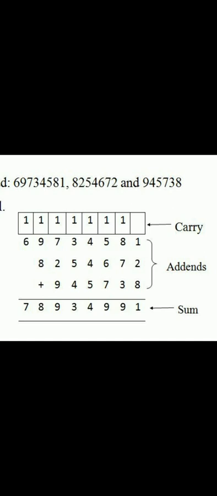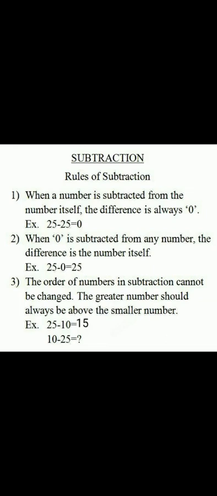the result is called the sum. Now, next is subtraction, in which there are some rules. The first one: when a number is subtracted from the number itself, the difference is always 0. Like in the example, when we subtract 25 from 25, we get 0. Second is when 0 is subtracted from any number, the difference is the number itself. Like here, when we subtract 0 from 25, 25 minus 0 equals 25.